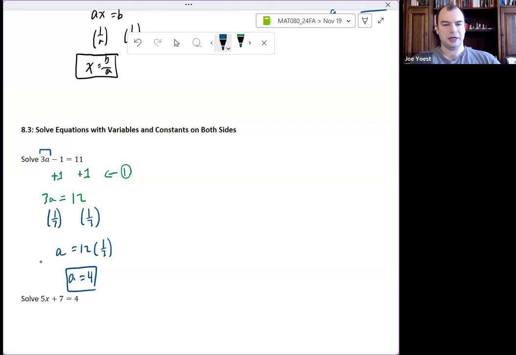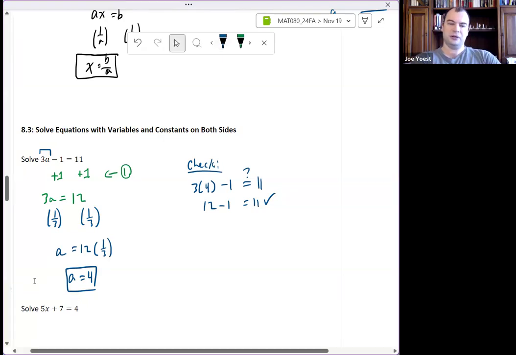And then lastly, I probably ought to check: is it true that 3 times 4 minus 1 is equal to 11? Is it true that 12 minus 1 equals 11? Yes, that's true. So I know that a equals 4 is the one and only solution to my original equation.